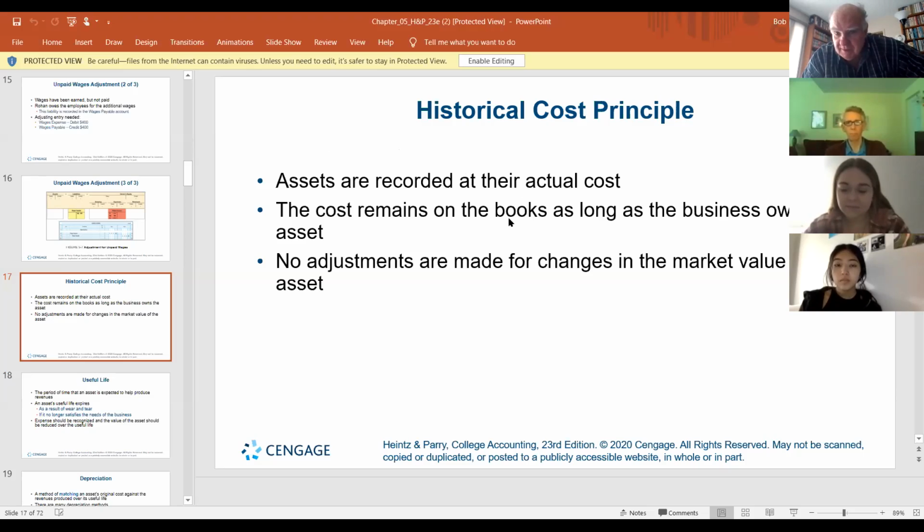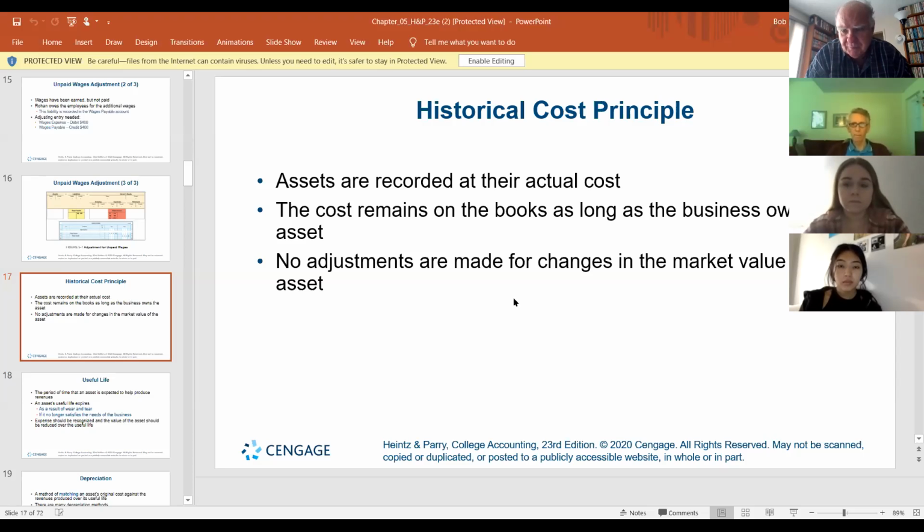Assets are recorded at their actual or historical cost. And that cost remains on the books, remains on the general ledger as long as the business exists. If an asset goes up in market value, you don't write any journal entry. You can't do that. Maybe your great-grandfather opened up a business in Santa Barbara and bought a piece of land for $200 an acre, and now that land is worth $10 million. On your financial statements, it's still $200.